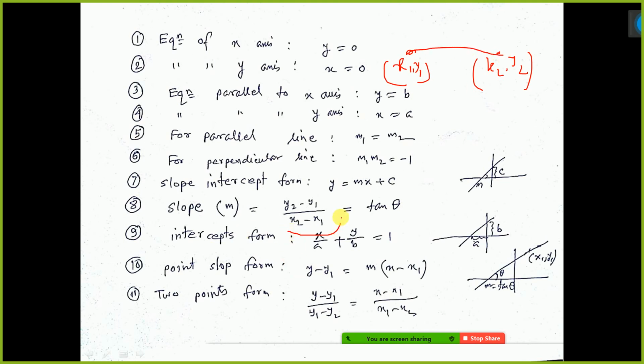This is the formula: (y2 minus y1) by (x2 minus x1) is equal to tan theta. Also you can do. Now tan theta means, let's say this is the coordinate axis and this is our required line. Then this angle will be theta.